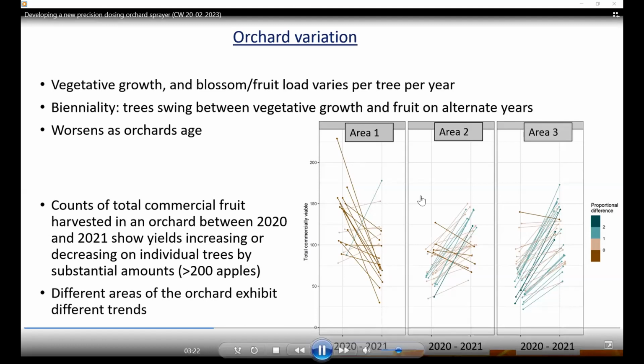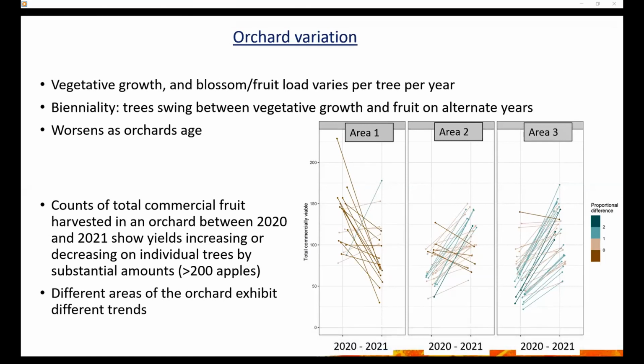And there are 3 graphs showing 3 different areas of the orchard, and we can see that the trend varies for each of those zones. Zone 1 had a large decrease in the number of apples per tree from 2020 to 21. Zone 2 was very mixed, with modest increases and decreases in the number of apples. And then Zone 3 had a substantial increase in the number of apples per tree from 2020 to 21. And all of these counts are from the same orchard and the same variety.